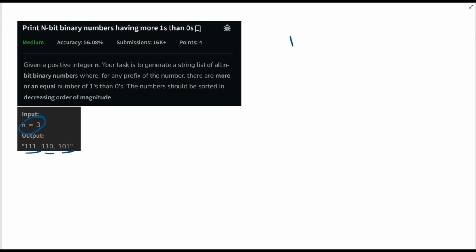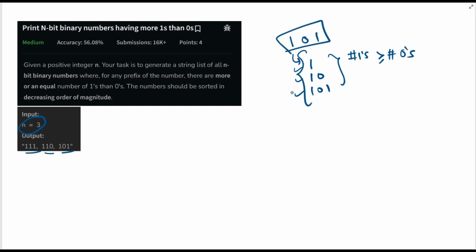What is common in all of this is, if you take any of the inputs like 101, and generate all of its prefixes like 1, 10, 101, then in each of these prefixes you can see that the number of ones is greater than or equal to the number of zeros, right? So that is what they want. They want a list of such numbers.